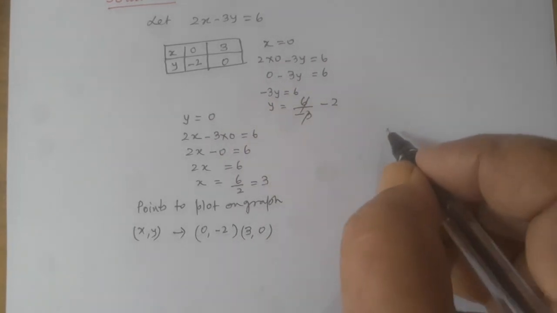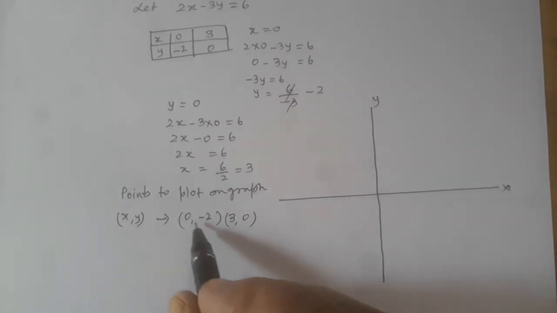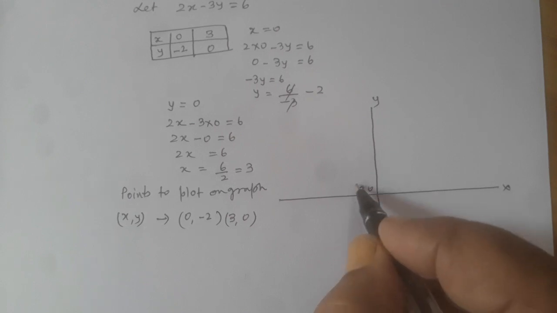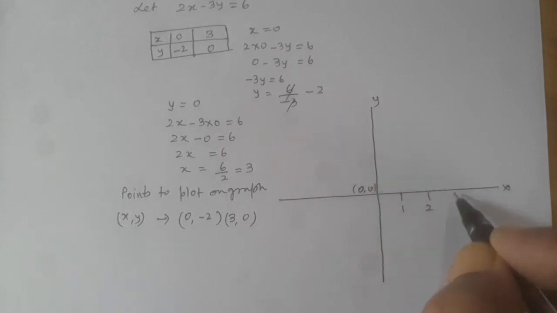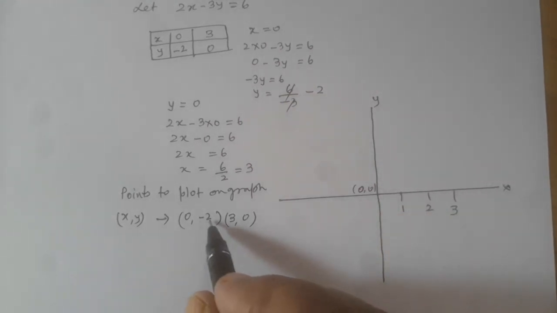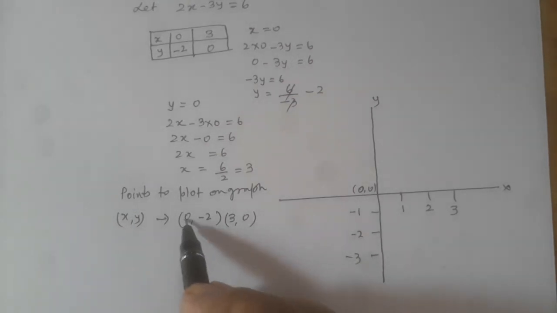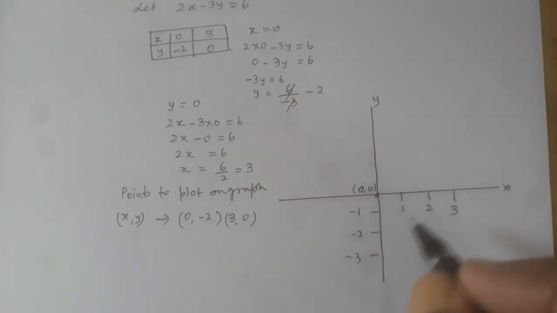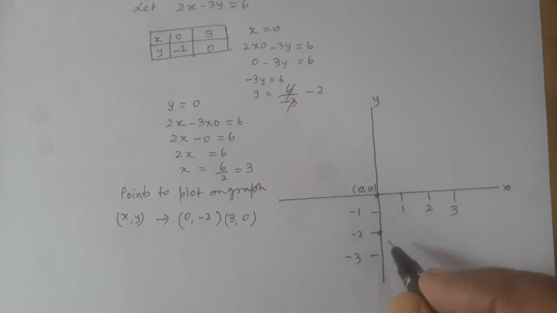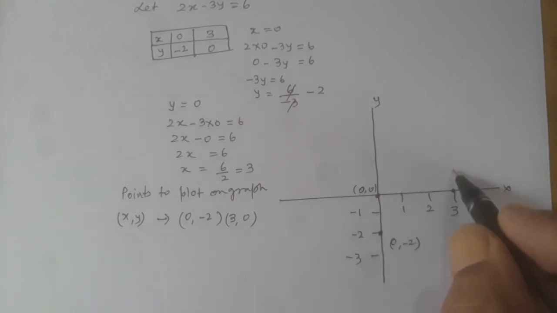So to plot this, we shall draw a graph. This is x-axis, this is y-axis, right? Here 0, comma 0 means origin, this point, and it is 1, it is 2, it is 3. Here, y is not any positive, so this side we shall not take. y is minus 2, so it will be minus 1, minus 2, minus 3. Now 0, minus 2, x will be 0, so minus 2 will be here. So this point is (0, minus 2), right? Again 3 and 0, on x-axis 3 is here, 0 means y will not go up or down anywhere, it will remain here. So this point is (3, 0).